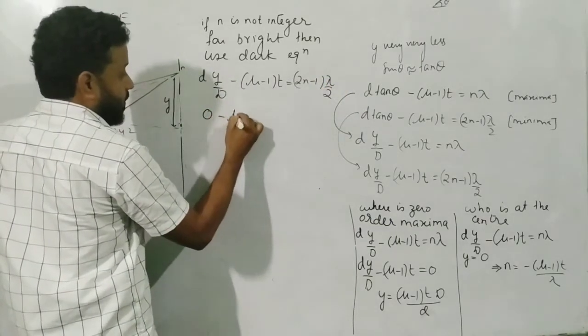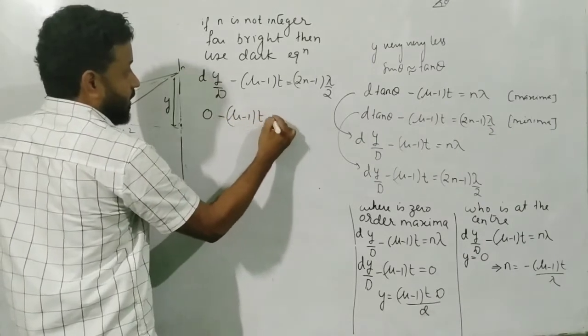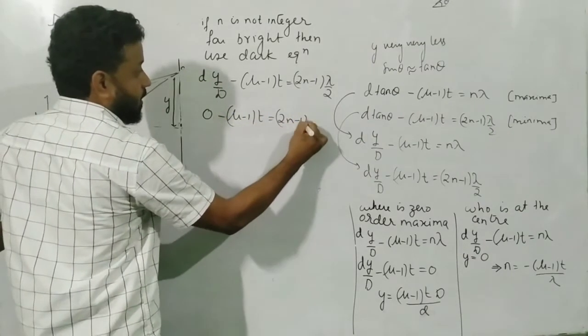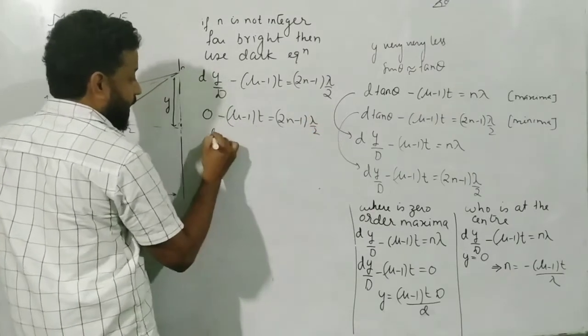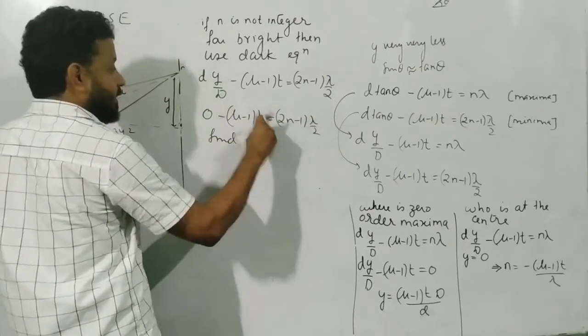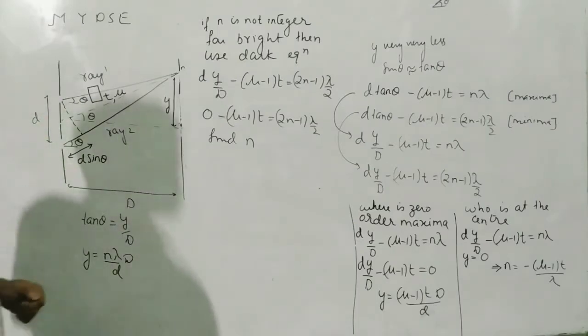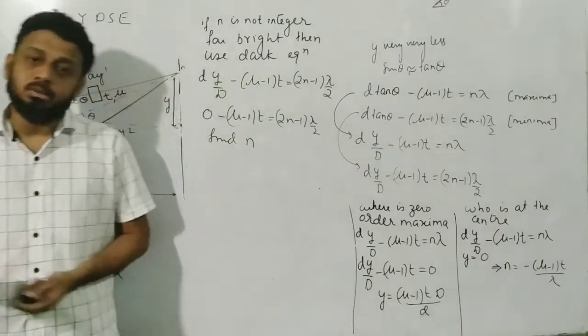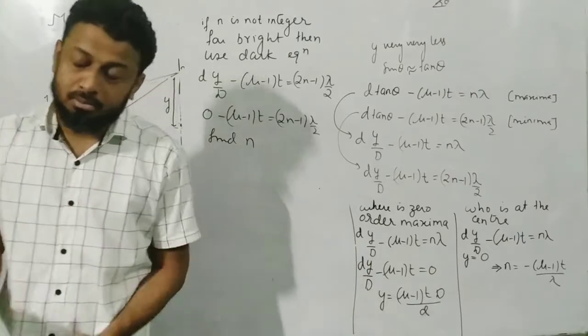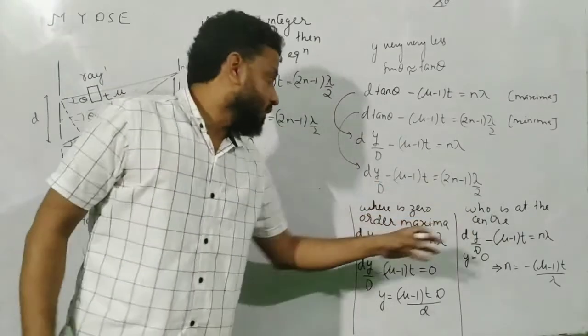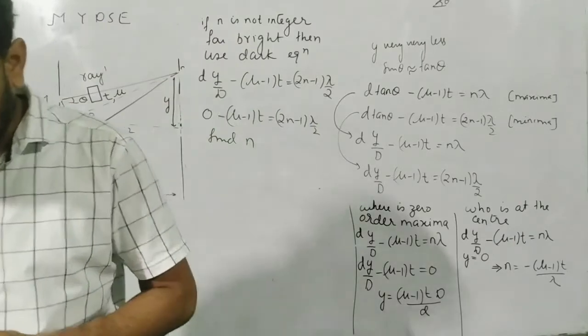So that is (mu minus 1) t equals (2n minus 1) lambda by 2, and find n. Definitely you will get an integer in this case. If you are not getting an integer in the first case, you will get an integer in the second case, because it has to be either a maxima or a minima. So definitely if this is not working, this will work.